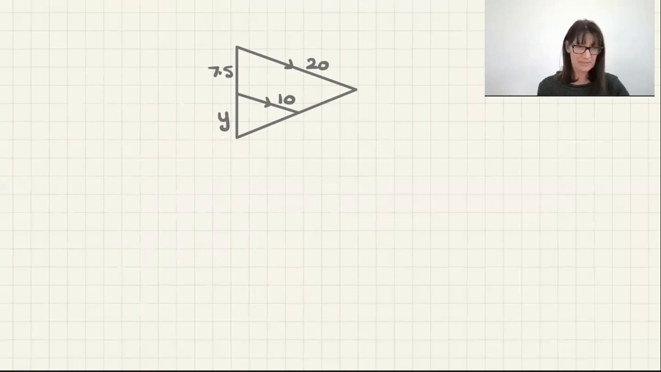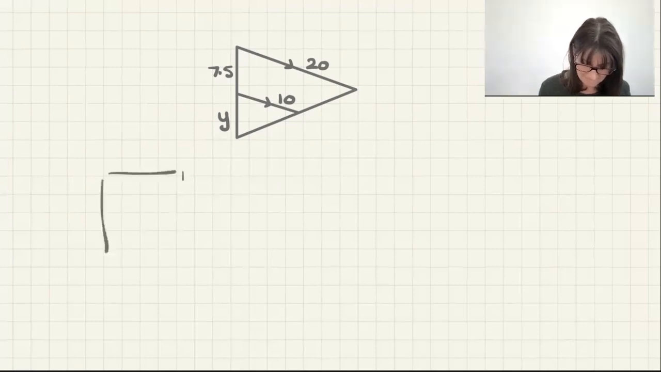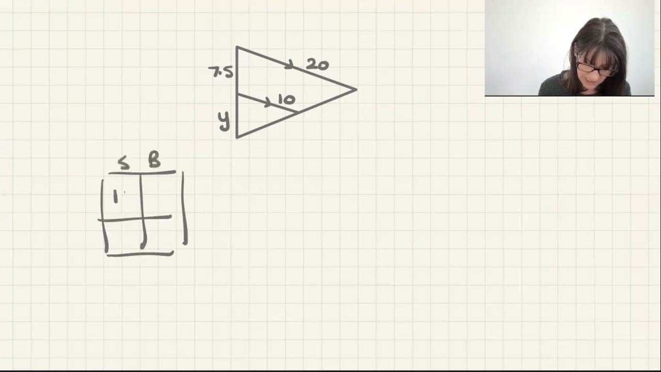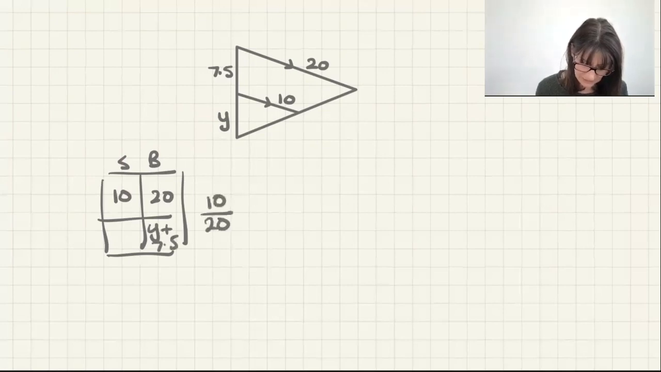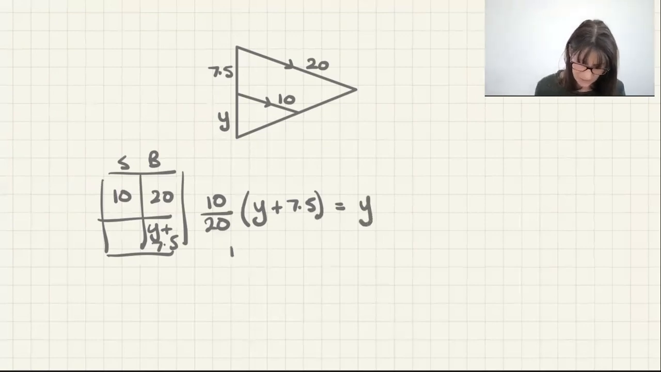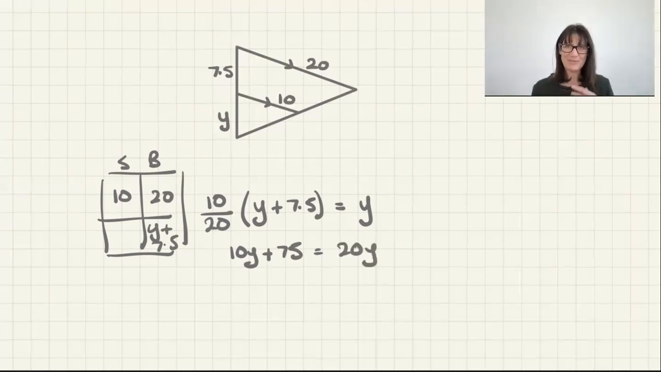Okay, so I need my calculator. Here we go. We've got our small, our big, our 10, our 20. On the big, we've got y plus 7.5. So 20 and 10. y plus 7.5. That's going to equal y. So I've now got 10y plus 75 equaling 20y. Just kind of jumped ahead in my brain there.